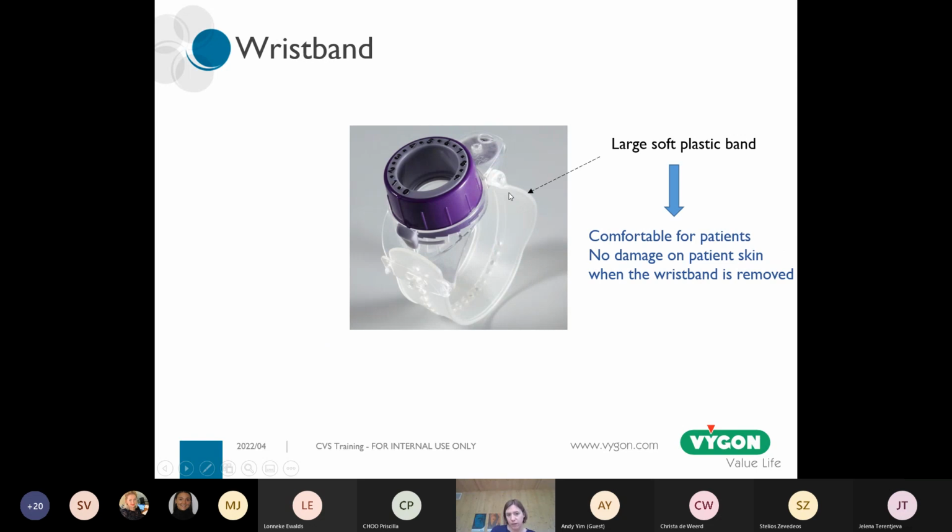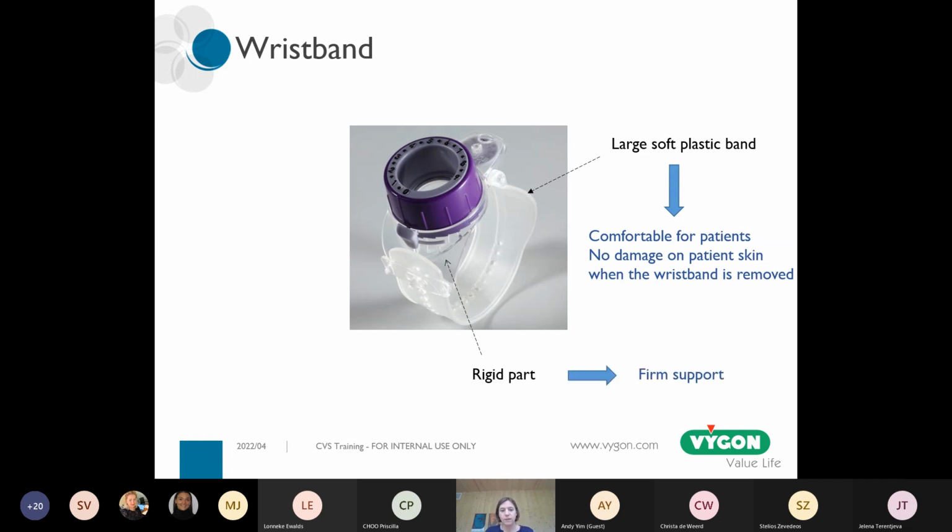Regarding the wristband, you have here a large, soft plastic band. The SIL1 is comfortable for the patient. There is no damage on patient skin when the wristband is removed. With Tirabond, sometimes you have some damage.